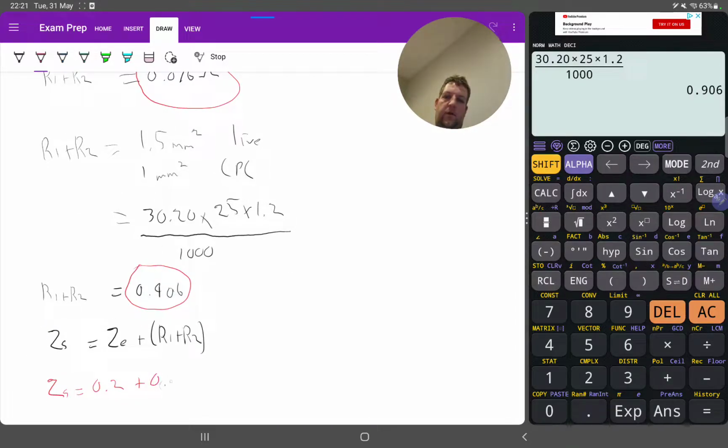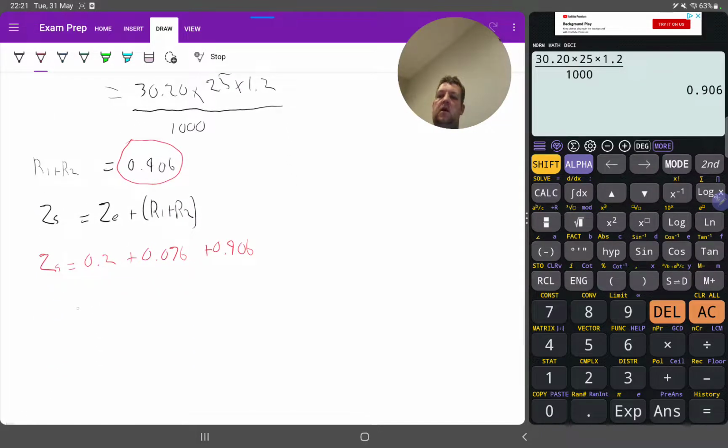So 0.076 and 0.906 as well. So if we add the three of these together, so 0.2 plus 0.076 plus 0.906, and it gives me 1.18. So 1.18 ohms. Again, anything impedance is measured in ohms.